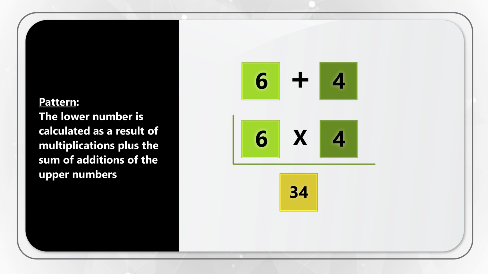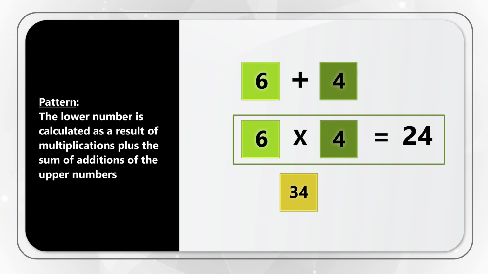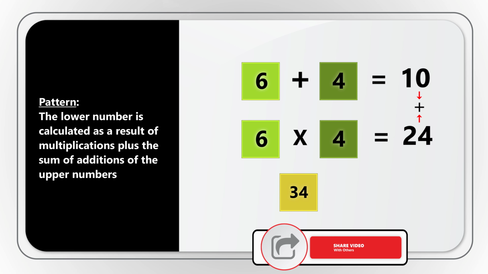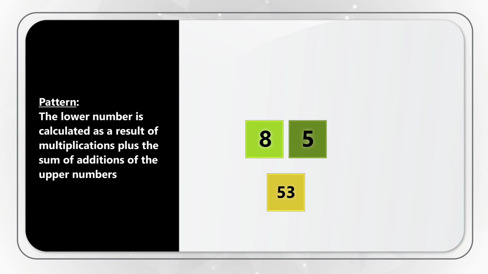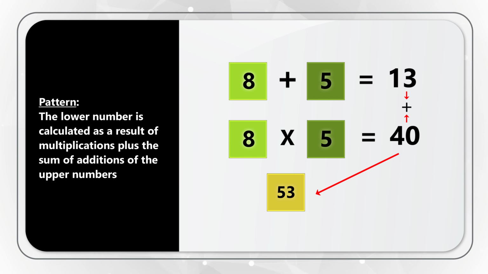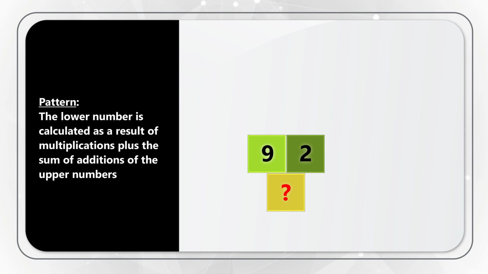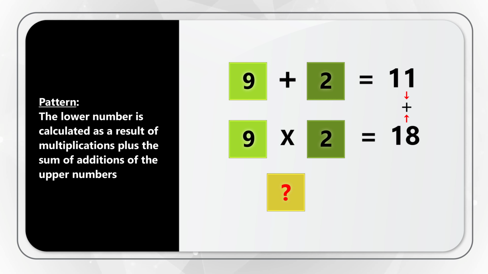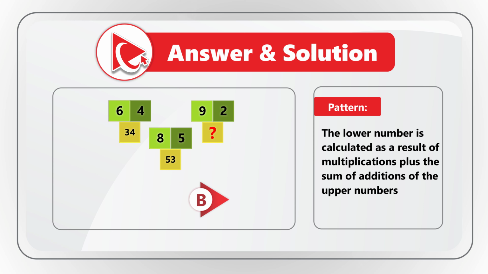For example, the first set of numbers is calculated as 6 multiplied by 4 plus the sum of 6 and 4, which would equal 24 plus 10 and equals 34. The next set of numbers is calculated as 8 multiplied by 5 plus the sum of 8 and 5, which would equal 40 plus 13, which would be equal to 53. This allows us to do the calculations on the final set and the missing number. 9 multiplied by 2 plus the sum of 9 and 2 equals 18 plus 11 and equals 29. So the correct answer here is choice B, 29.